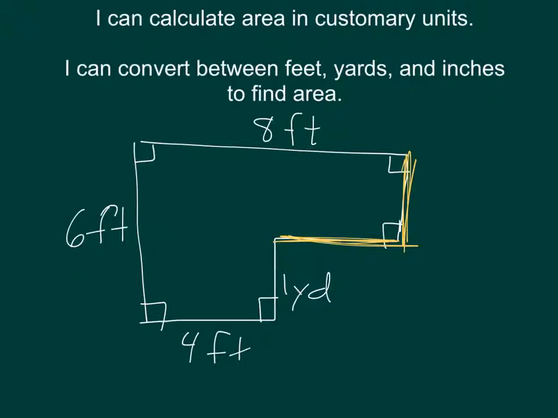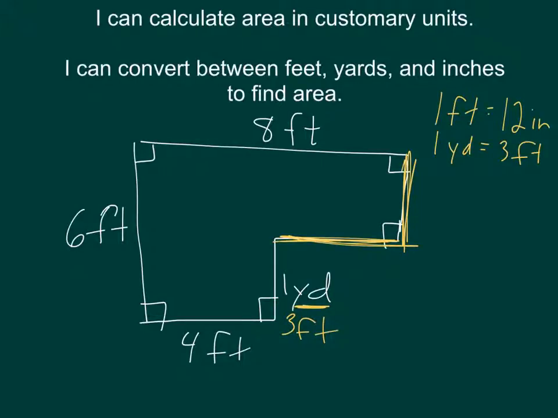The first thing I'm going to do is find this easy one right here because it tells me how long it is. It's just not in the right unit. So I'm going to convert this into feet. And if I remember my conversions, 1 foot is the same as 12 inches, and 1 yard equals 3 feet. So I can just change this from 1 yard to 3 feet. So I'm going to rewrite it underneath. That is the same as 3 feet.